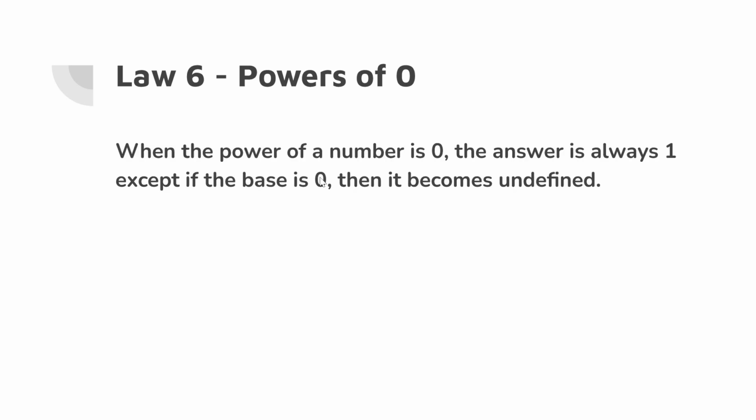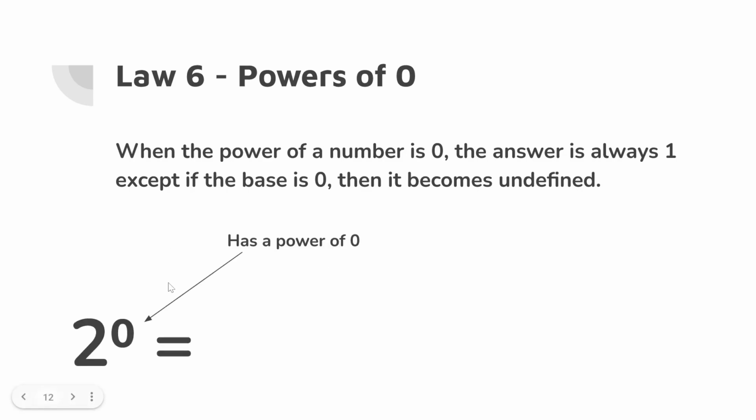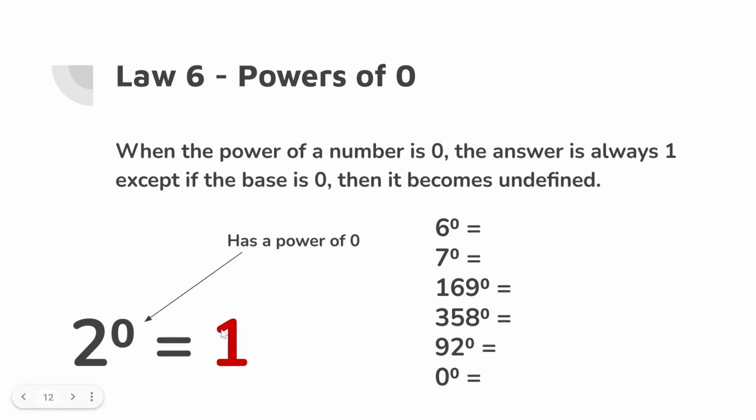Finally, our last law, the power of 0. This is quite simple. Whenever a number is to the power of 0, the answer is always 1, except for when the base is also 0, then it becomes undefined. As we can see here, to the power of 0, it has a power of 0, so it naturally becomes 1. Here are some questions for you to try.